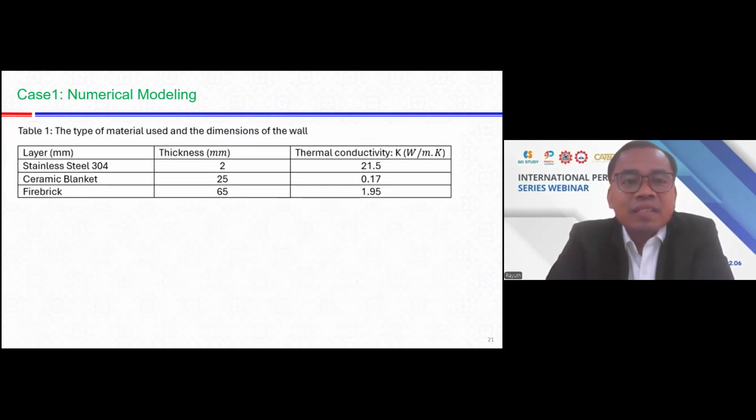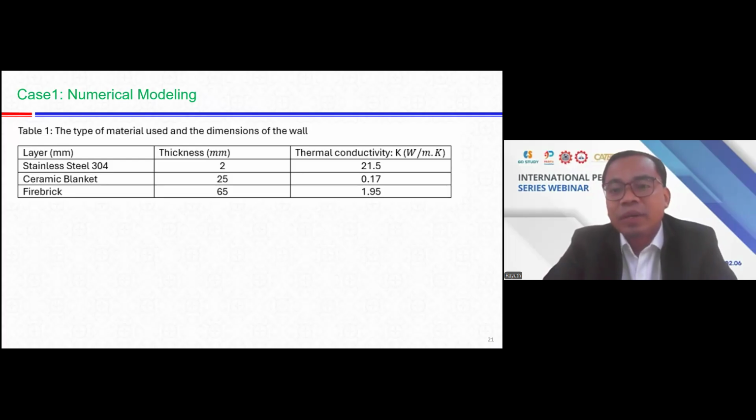For this table, the layer of material is stainless steel 304, with a thickness of 2 millimeters. Thermal conductivity depends on the temperature condition, so I choose 21.5 watts per meter Kelvin. The other one is a ceramic blanket, glass wool, with a thickness of 25 millimeters and a thermal conductivity of 0.17. The fabric is thicker than the others, at 65 millimeters, with a thermal conductivity of 1.95.